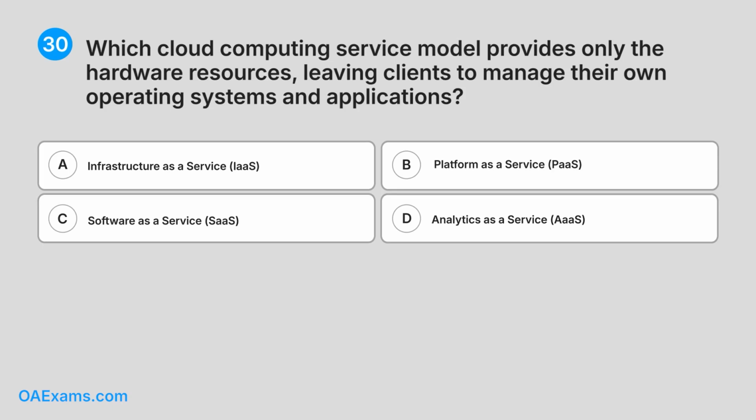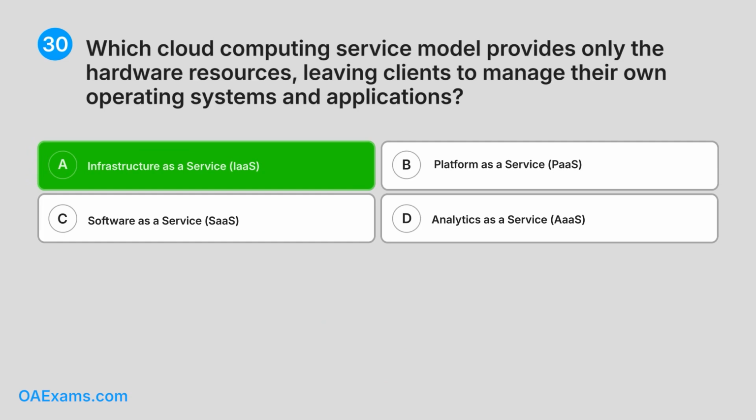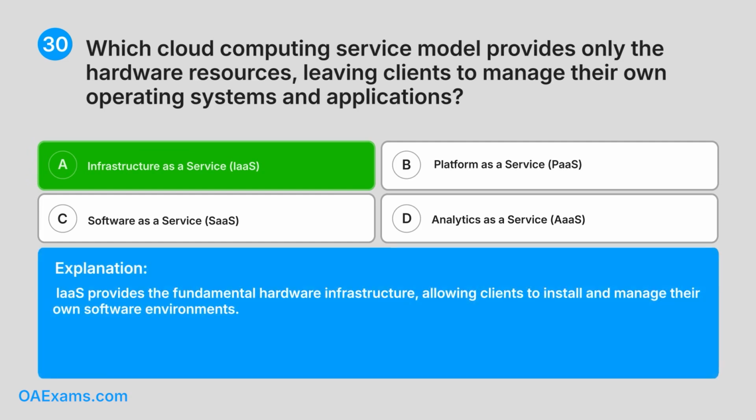30. Which cloud computing service model provides only the hardware resources, leaving clients to manage their own operating systems and applications? A. Infrastructure as a service. B. Platform as a service. C. Software as a service. D. Analytics as a service. Do you know the answer? Correct answer: A. Infrastructure as a service. Explanation: IaaS provides the fundamental hardware infrastructure, allowing clients to install and manage their own software environments.